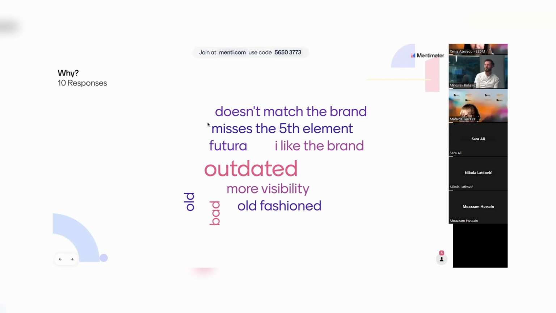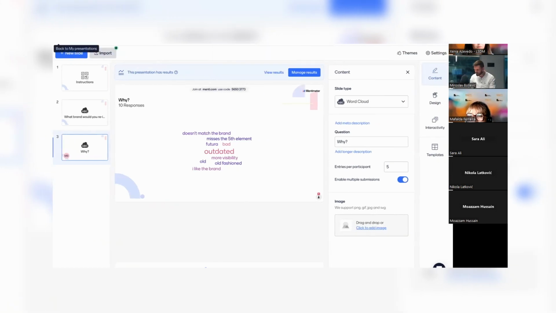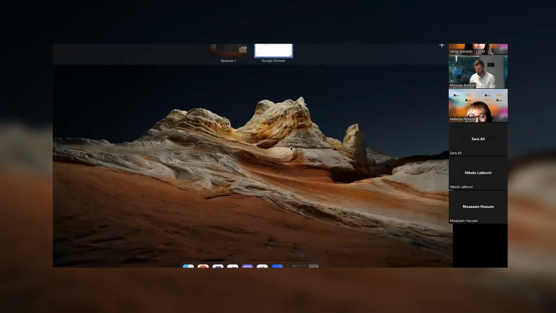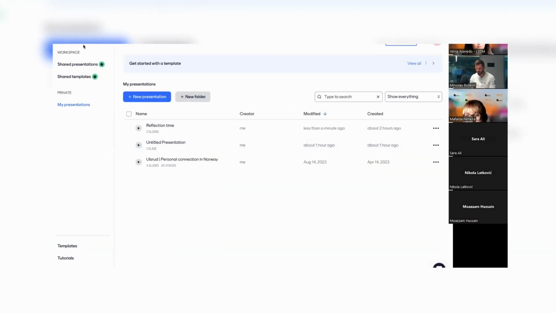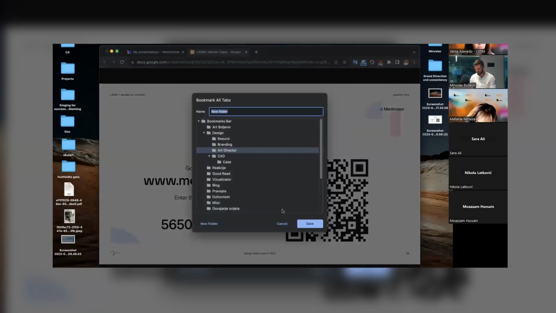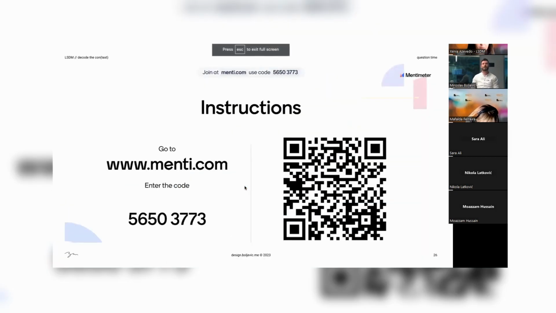Old-fashioned. That is interesting. What does make a certain logo old-fashioned? Because it was contemporary at one point in time, right? We'll talk more about this. I will switch back to the presentation. Just give me a second here. There we go. And we are here.